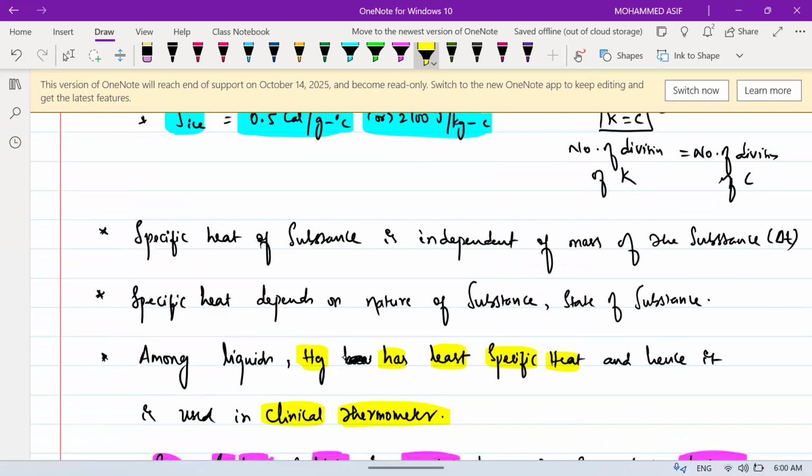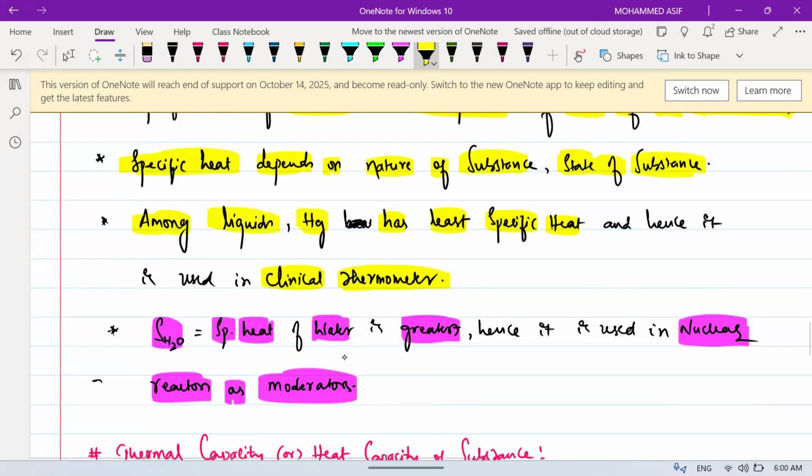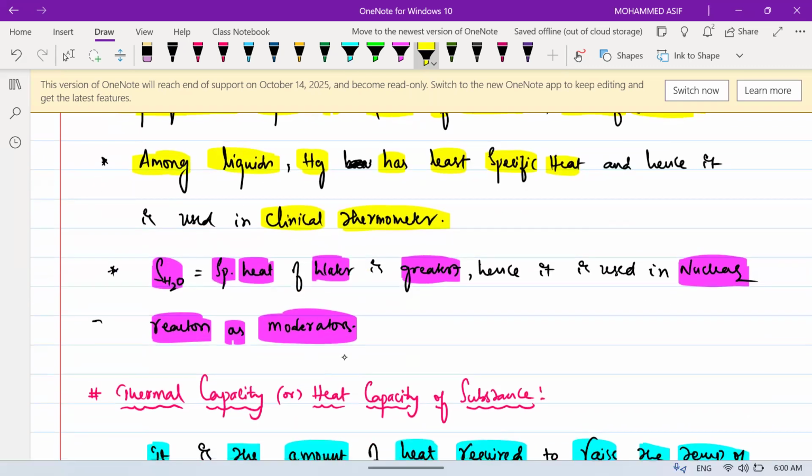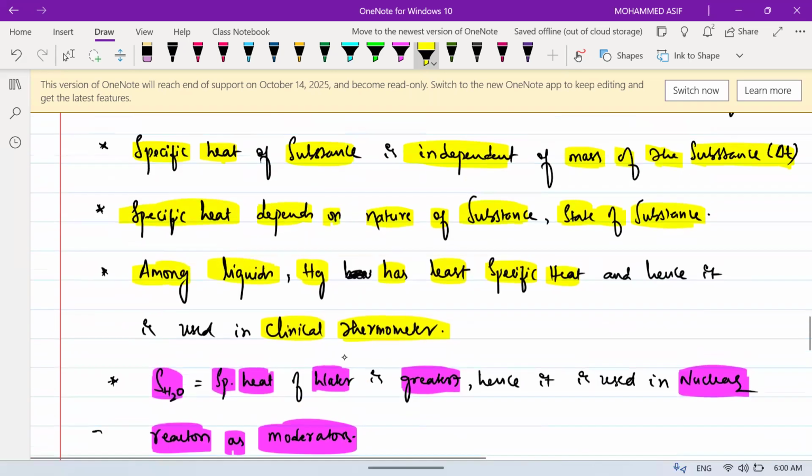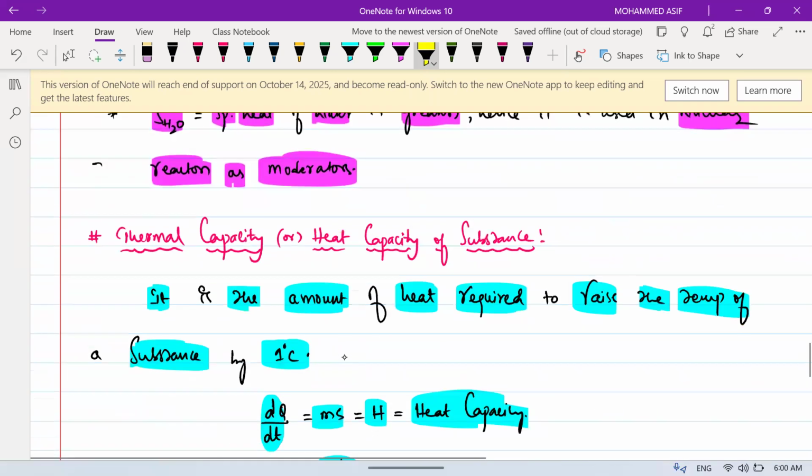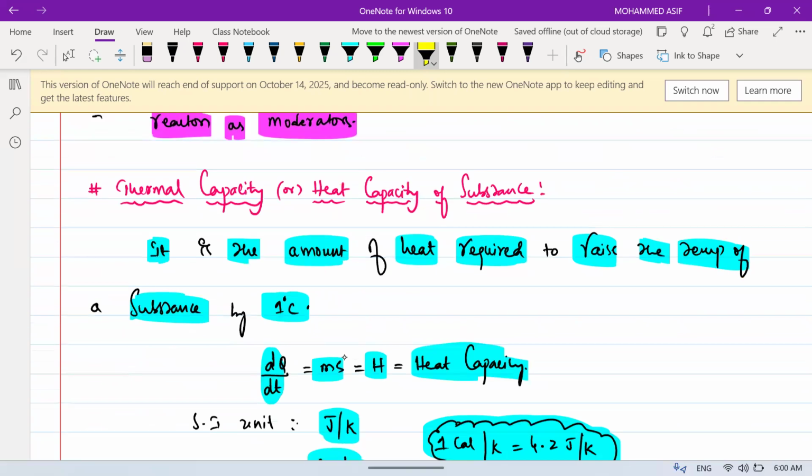Specific heat of a substance is independent of the mass of the substance, for theoretical questions. Specific heat depends on the nature of the substance, I can say the state of the substance like solid, liquid or gas. Among liquids, mercury has the least specific heat and hence it is used in the clinical thermometer. Specific heat of water is greatest, hence it is used in nuclear reactors as a moderator. If you get one theoretical question on this, those 4 marks will be in your pocket if he asks anything related to specific heat.